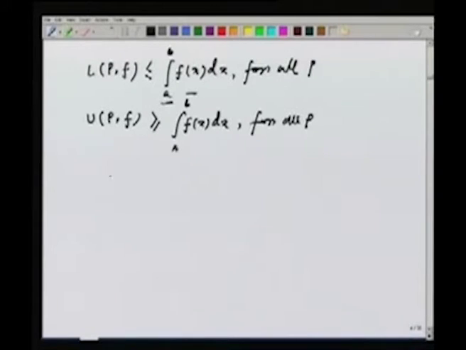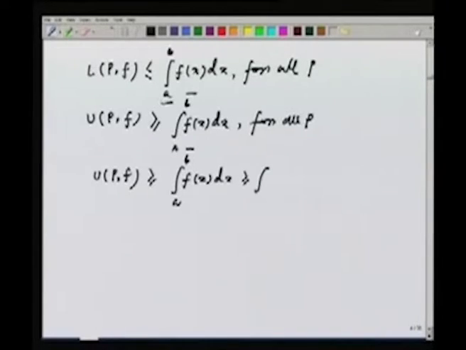Well, this means what? It means that U(P,f) is bigger than or equals to the integral a to b bar of f(x) dx, but the upper Riemann sum is always bigger than or equals to the lower Riemann sum. So this is bigger than or equals to the integral a bar to b of f(x) dx, which by definition is bigger than or equals to L(P,f). This is true for all partitions P.